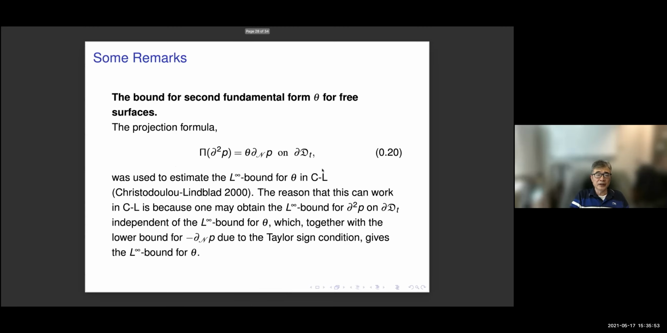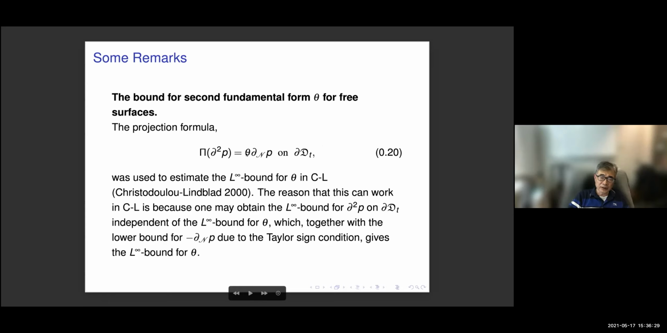So here there is an issue. There are some issues I want to talk about. For this problem, just now I talked about the loss of a derivative, and also there's the issue on the estimate of the boundary geometry. For example, on the bound of the second fundamental form, for the incompressible Euler equation.